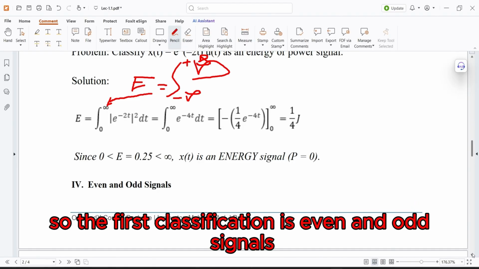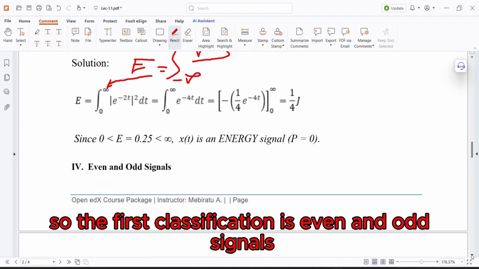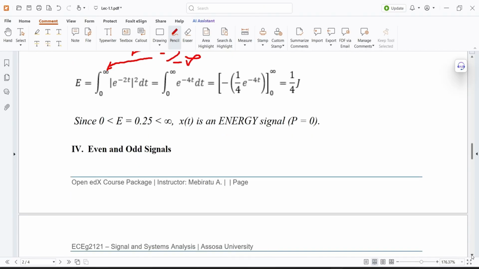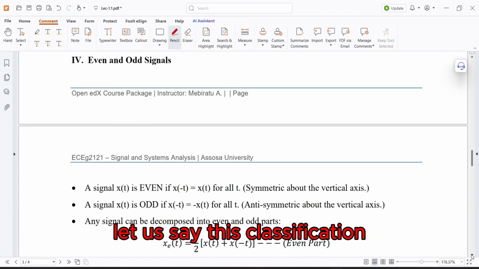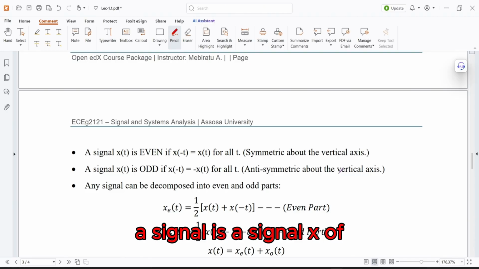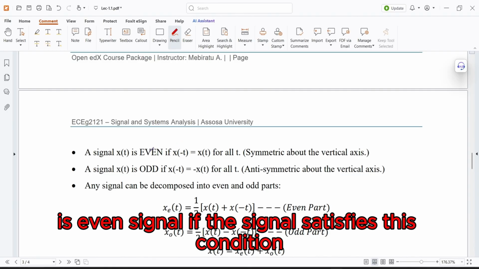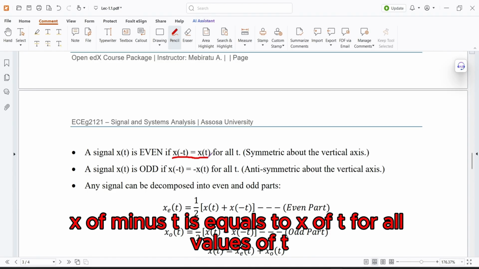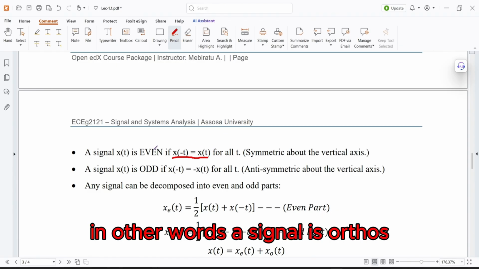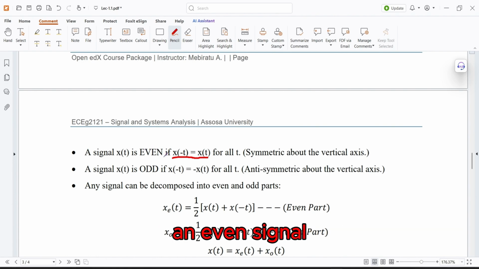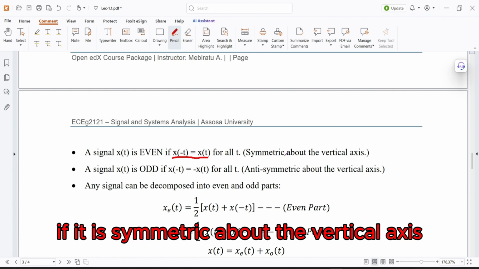The fourth classification is even and odd signals. Let us see this classification. A signal x of t is an even signal if the signal satisfies this condition, that x of minus t is equal to x of t for all values of t. In other words, a signal x of t is an even signal if it is symmetric about the vertical axis.